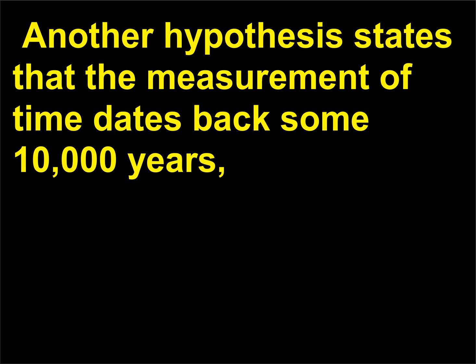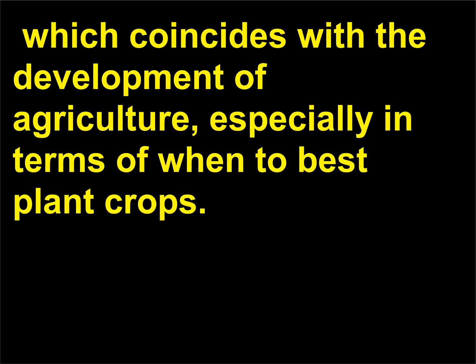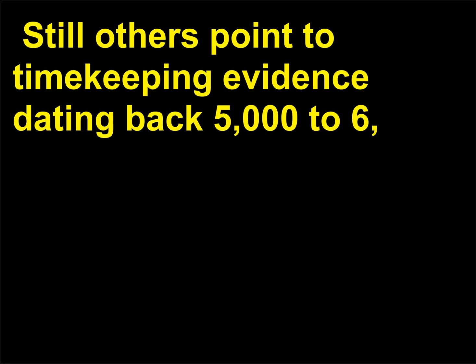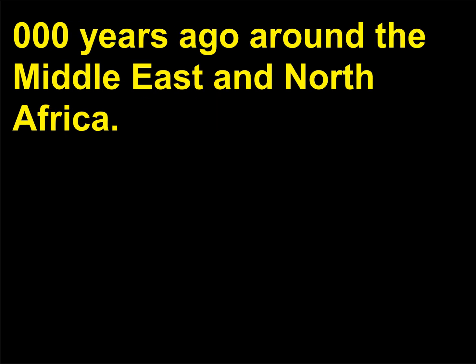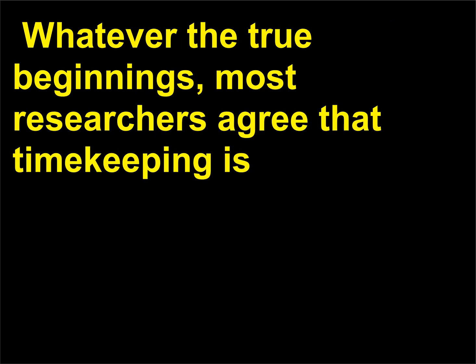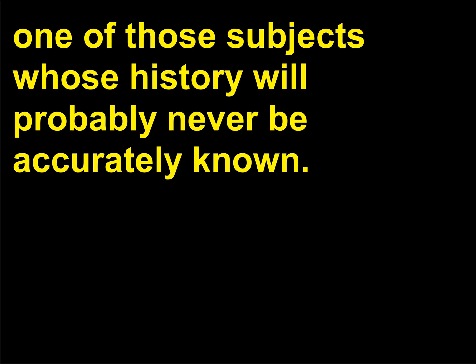Another hypothesis states that the measurement of time dates back some 10,000 years, which coincides with the development of agriculture, especially in terms of when to best plant crops. Still others point to timekeeping evidence dating back 5,000 to 6,000 years ago around the Middle East and North Africa. Whatever the true beginnings, most researchers agree that timekeeping is one of those subjects whose history will probably never be accurately known.